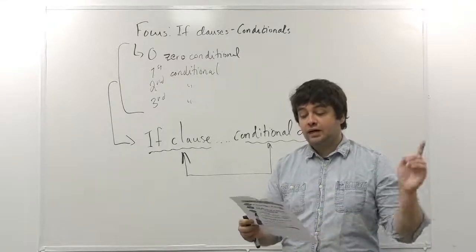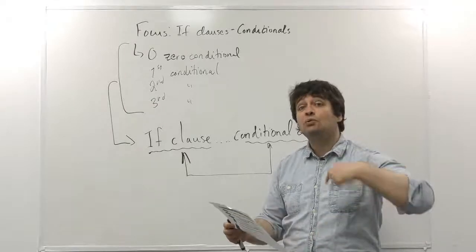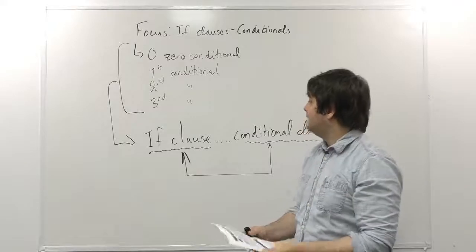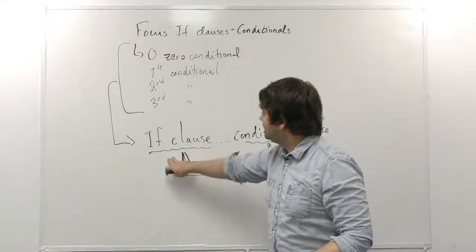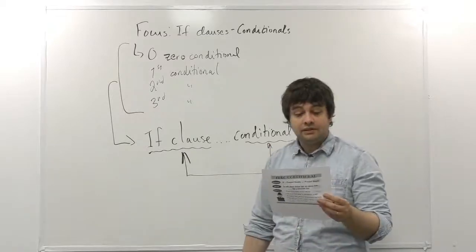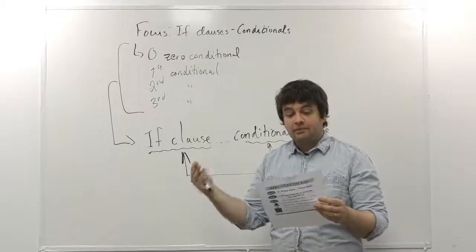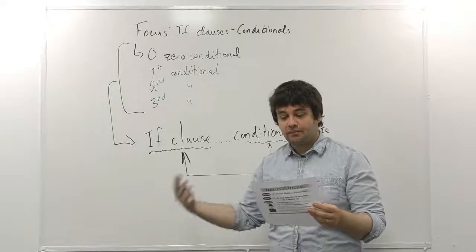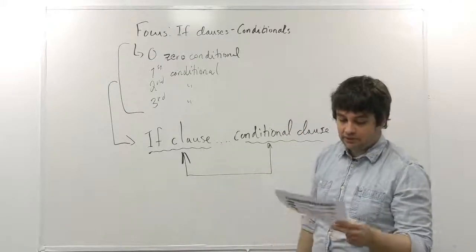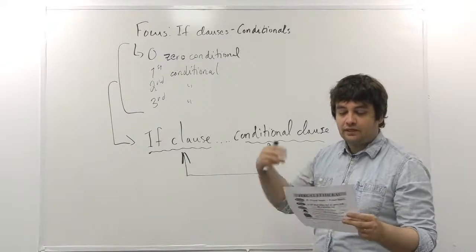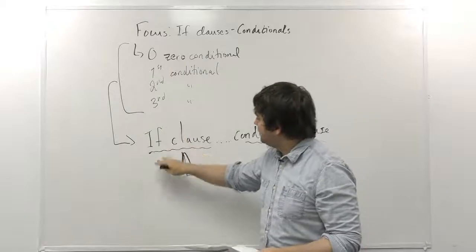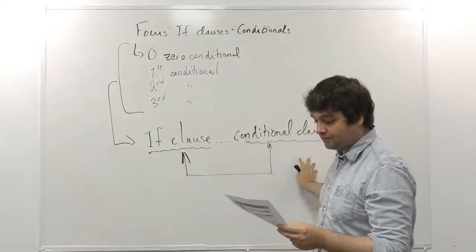If it rains, I will stay at home. So if it rains, I will stay at home. Now again, if clause, if it rains, I will stay at home, conditional clause, right? Very easy. If I wake up late, I will miss the bus. Good, right? If I wake up late, I will miss the bus. Okay, good. And if it is sunny, we'll go to the park, right? So again, if clause and then conditional.